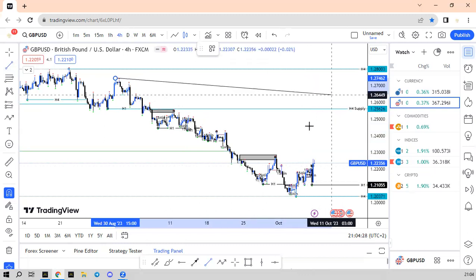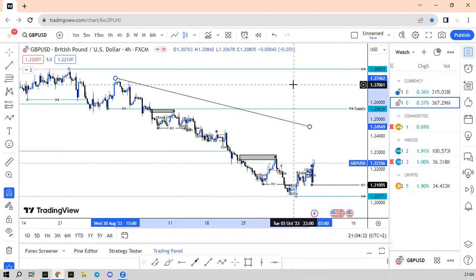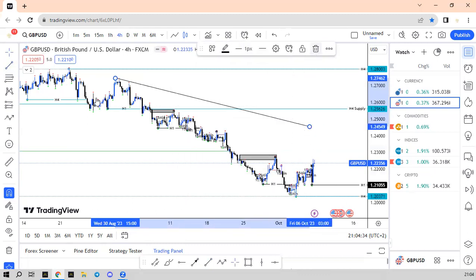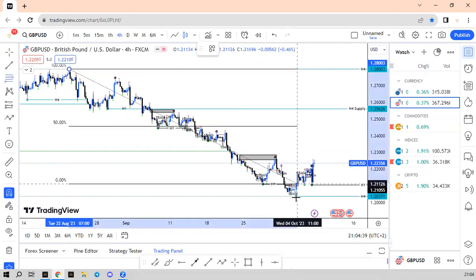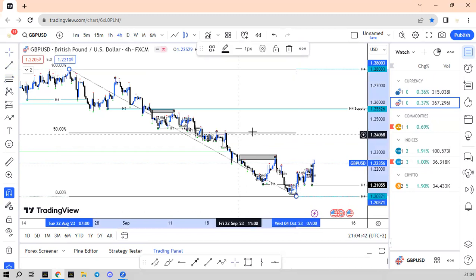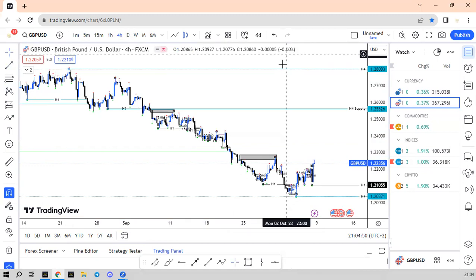Then from there, we're gonna start looking for a sell, or you can just use discount and premium. So once price taps the premium zone of this range, you can start looking for a sell. So let's jump into the H1 range.